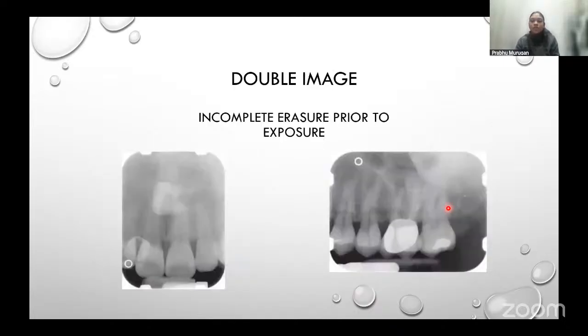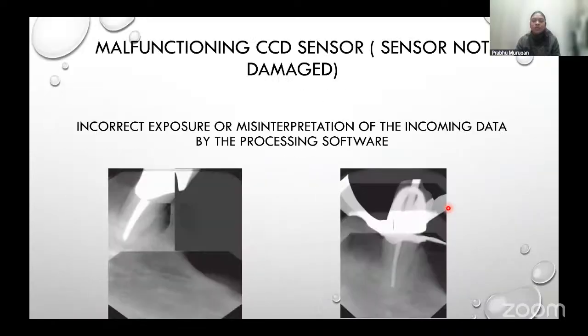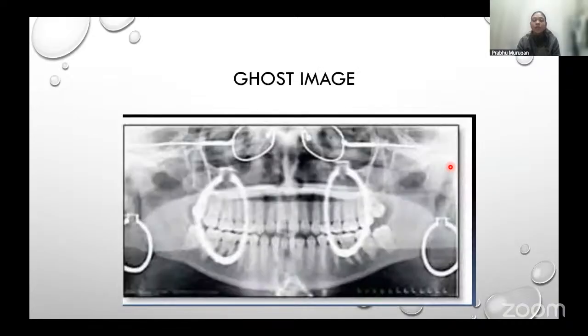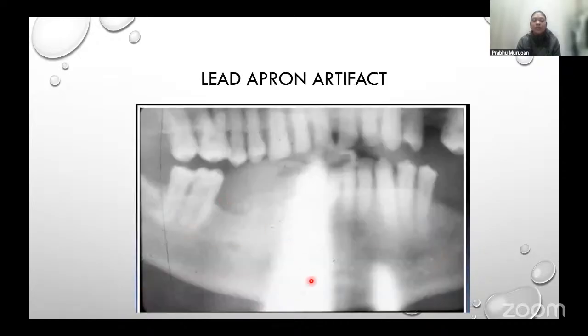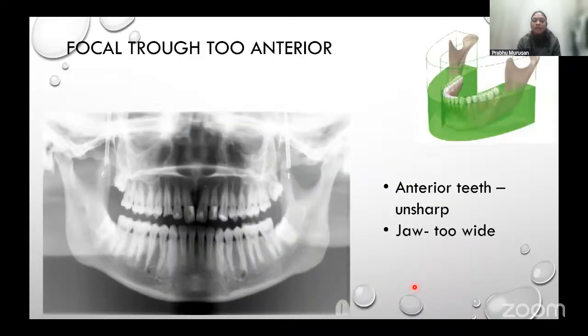Distorted image, double image, your damaged image receptors, your malfunctioning sensors, like I told you, so it will not capture and give you properly. In case of your OPG, you have ghost images because of the spectacles and your ornaments. And then your lead apron sometimes can cast a radio-opaque shadow. Thyroid collar effect. And this one, I told you about the focal trough, right?